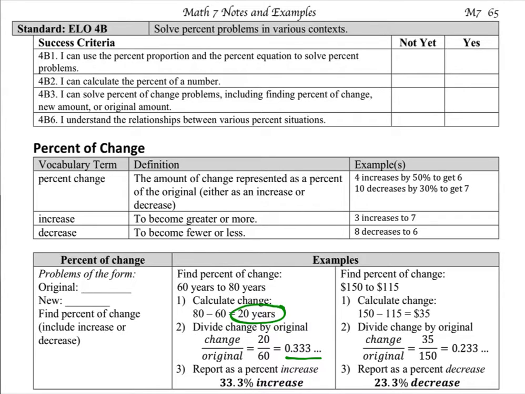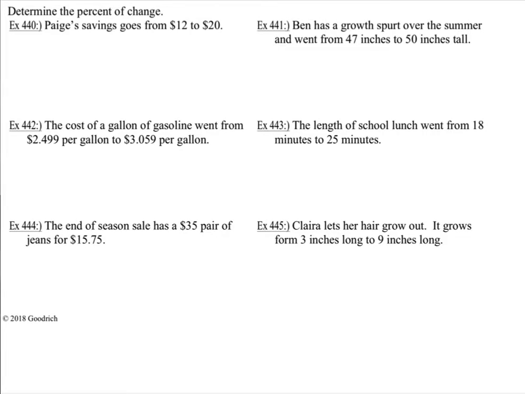Another example, changing from $150 to $115. You would start by calculating the change using subtraction. Then you would divide 35 by 150, that's 0.2333, rounding to the nearest tenth of a percent here. 23.3%, and it did go down, so we call it a decrease.